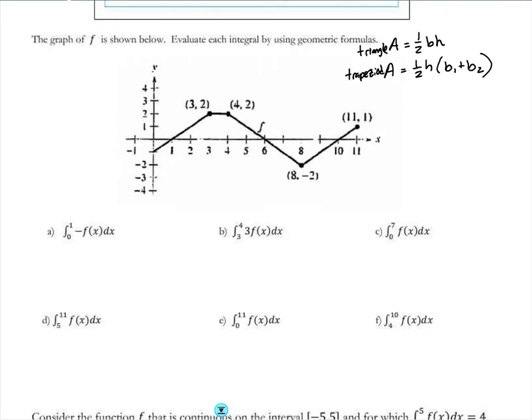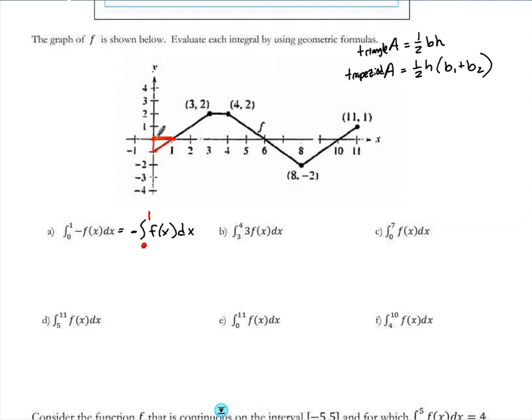So here in letter A, we're asked to find the integral from 0 to 1 of negative f of x dx. Because of that negative in there, we can always bring out a constant term, so we can rewrite this from 0 to 1 with a negative out front of f of x dx. And when I look at the function f of x above, from 0 to 1, that's going to take me from here to here. So when I'm looking at this triangle, because it's below the x-axis, its area is going to be negative. Every area above the x-axis is positive, where areas below the x-axis are negative.